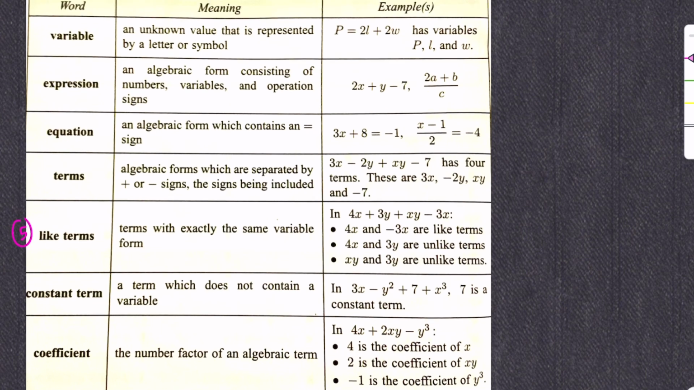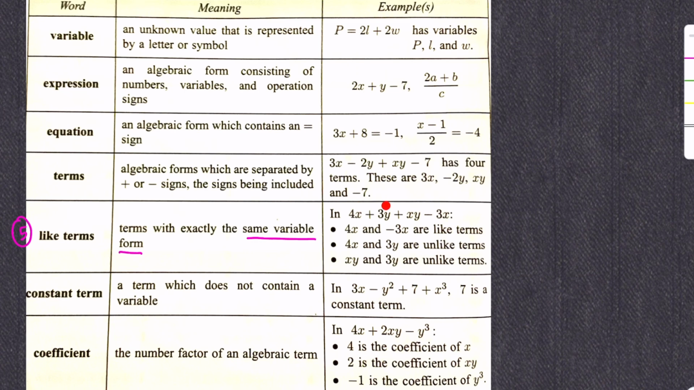Number 5, like terms. Like terms are terms with exactly the same variable form. That means the variables, the letters, will be the same and they will be to the same power. For example, an expression that's given to us is 4x plus 3y plus xy minus 3x. We first know that in this expression there are 4 terms. The first one is 4x, second one is 3y, third one is xy, and the last one is -3x.